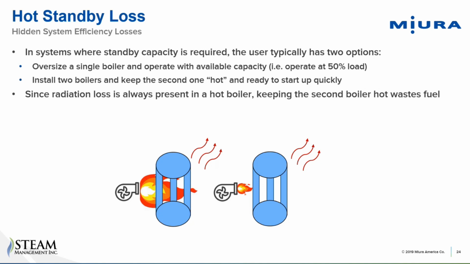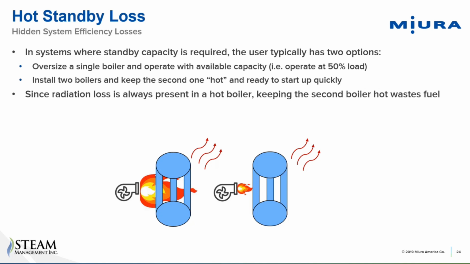So that's sometimes going to reduce your capital cost. It gives you some inherent N+1 redundancy, but you've got to keep that second boiler hot. And so you're going to constantly be burning a little bit of fuel in that boiler. That boiler is always going to be losing heat to the atmosphere because of radiation loss. So you're going to be wasting fuel that way.